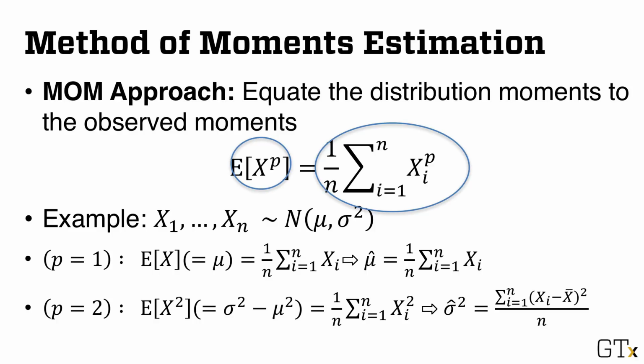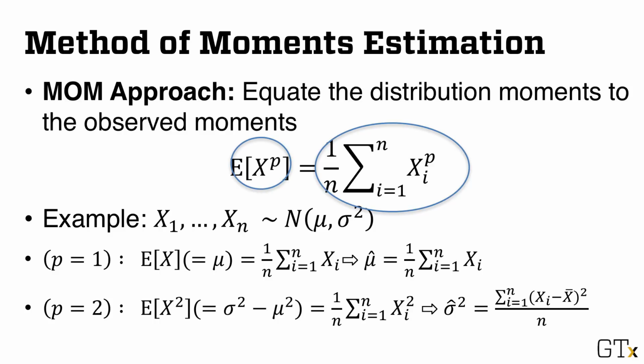Here are some examples. If we have data from a normal distribution and we want to estimate the mean mu, we equate the first moment, the expectation, to the sample mean. Note that the first moment is actually equal to the parameter mu. Solving this equation will give us the estimator mu hat, which is the average of the xi's.